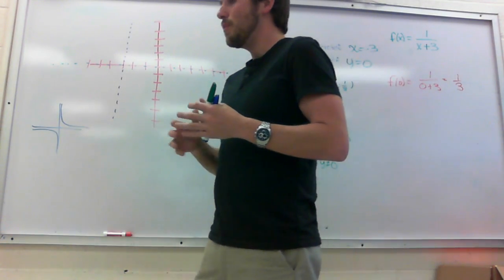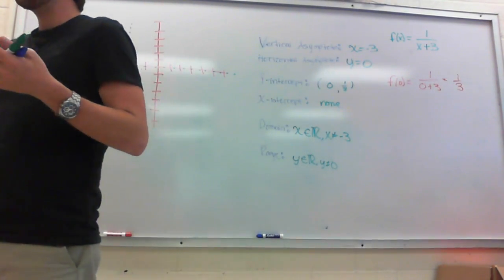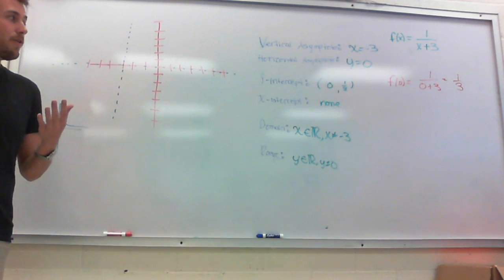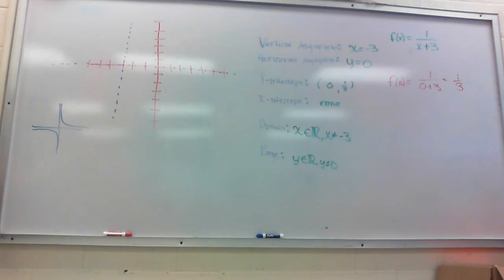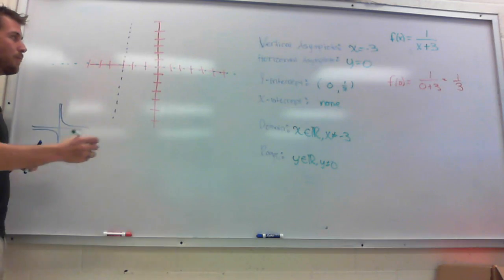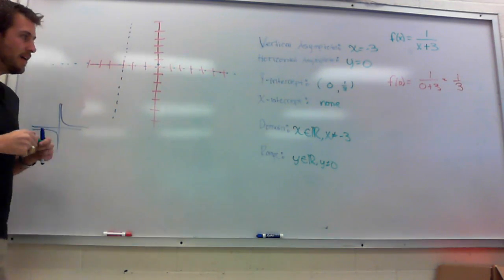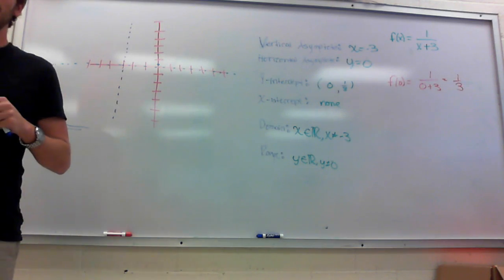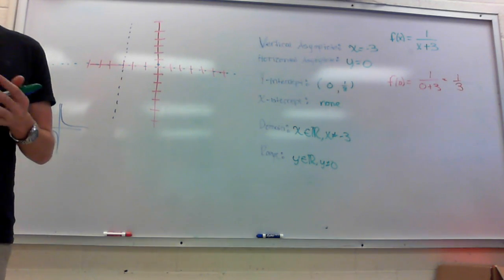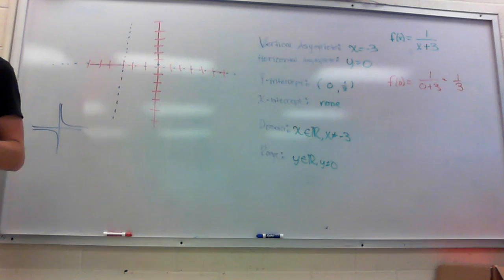Now, in order to determine if it actually is going to look like that, we need to graph the y-intercept. The y-intercept was at (0, 1/3), which approximately would happen about right here. There is no x-intercept. We cannot graph domain and range, and so we have graphed everything that we can.